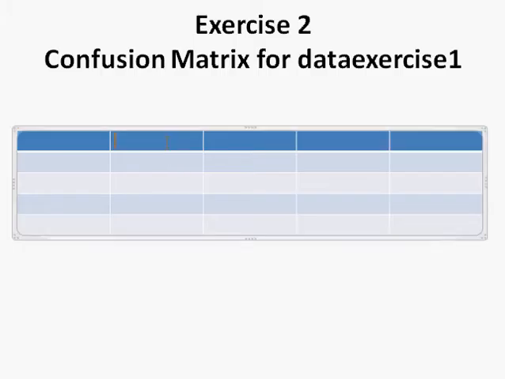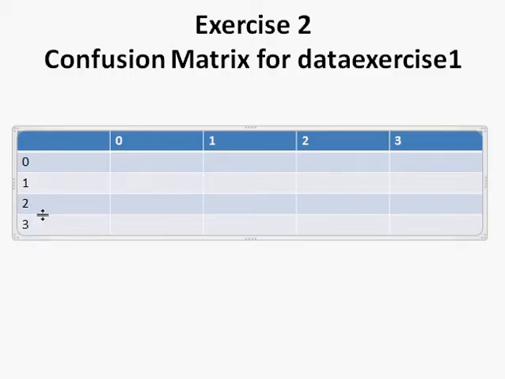Okay, so here we're going to have 0, 1, 2, 3, then 0, 1, 2, 3. It's going to be a little bit empty because we only have 4 predictions.